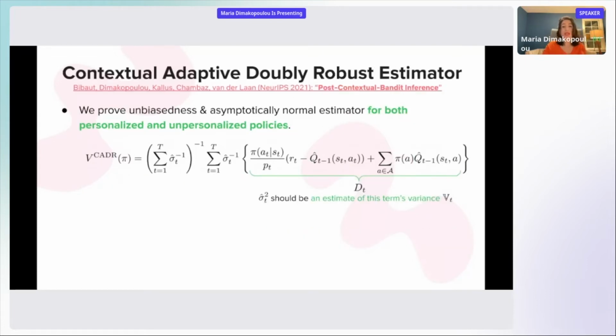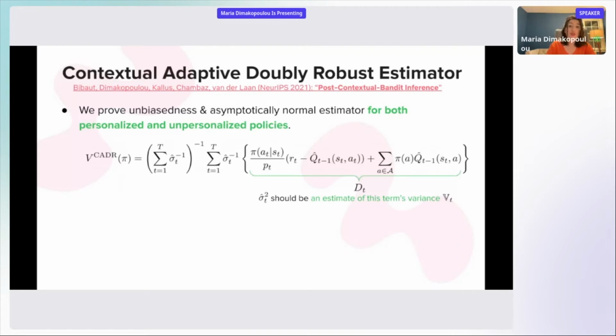So our focus in our second NeurIPS 21 paper, Post-Contextual-Bandit Inference, with the same co-authors as before, proposed the contextual adaptive doubly robust estimator for environments and policies where the reward generation and action selection is based on some state information and is therefore personalized. The estimator looks very similar as before. In fact, it's the same as before, but now with state information, S_t, everywhere. What is challenging in that setting is how to choose these adaptive weights, sigma hat inverse. And this term D_t over here is called the efficient score of an observation.